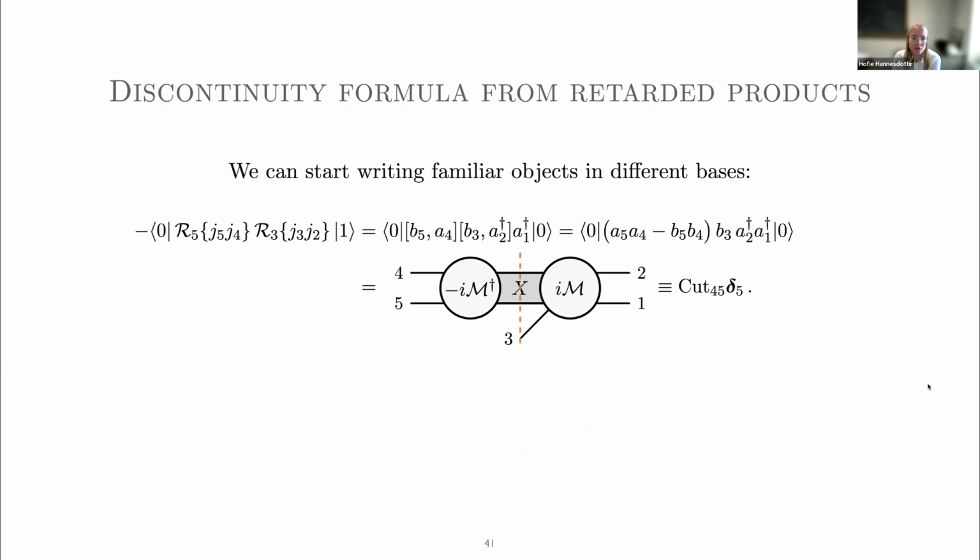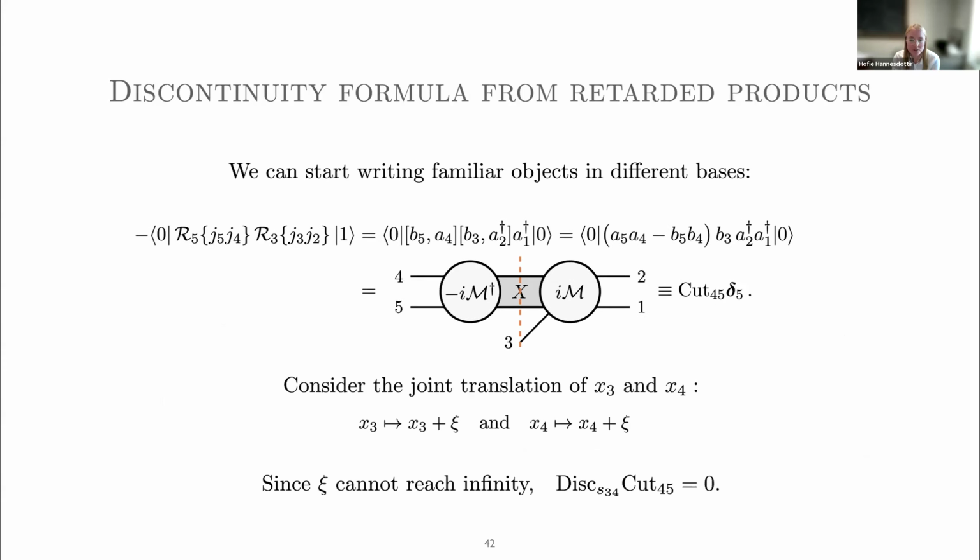And now we can start writing. So this is basically the second part of why it might be useful to use different bases. So for example, for this cut in the 4, 5 channel of this diagram, 1, 2 going to 3, 4, 5, we can rewrite it using these tricks as retarded products. But then we have a restriction because we know that 5 needs to be in the future of 4 and 3 needs to be in the future of 2. So we can consider the joint translation of 3 and 4. And remember, 4 is in the past of something and 3 is in the future of something. So we can actually never reach infinity if we take both 3 and 4 together to infinity. So what this implies is that the discontinuity in the 3, 4 channel of this cut diagram is 0.